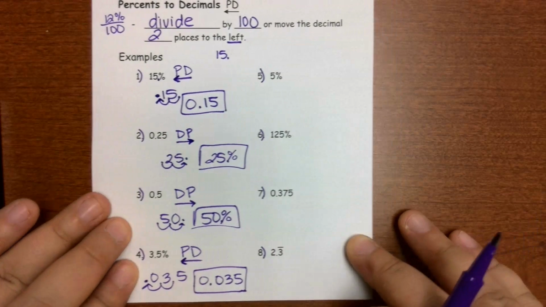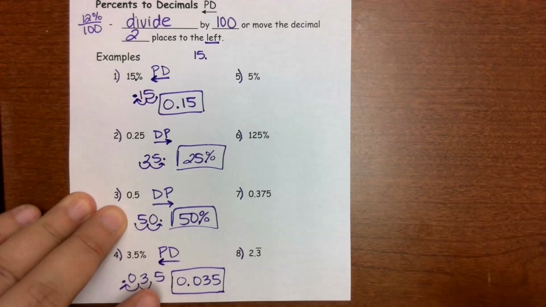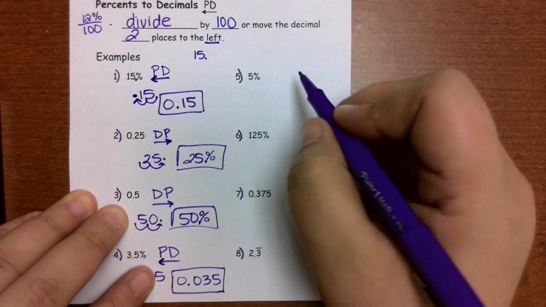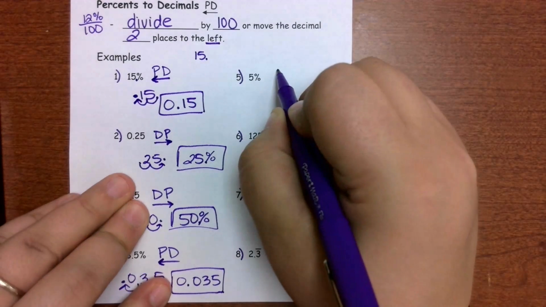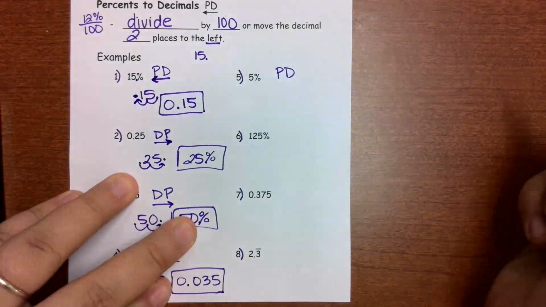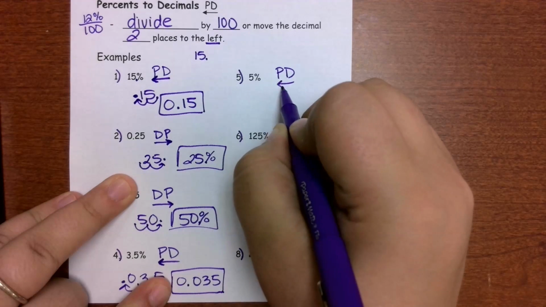All right, let's do a couple more, and then I'm going to have y'all practice on your own. Pause the video and practice on your own. We'll do these together. All right, we have 5%. So we have percent to a decimal. So PD goes to the left.